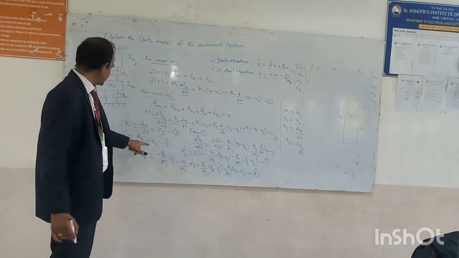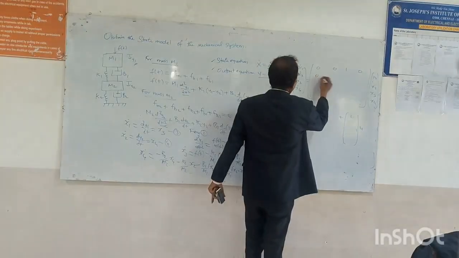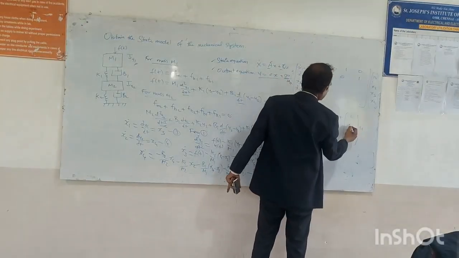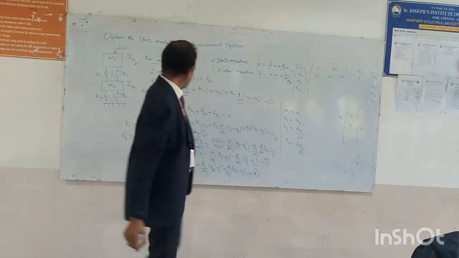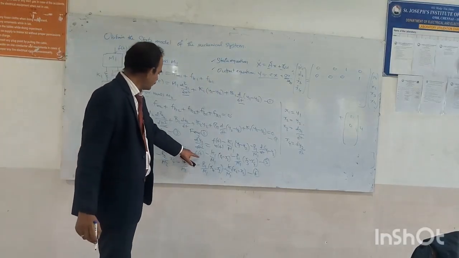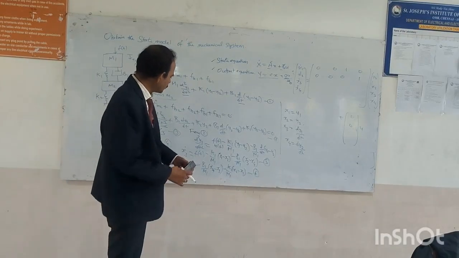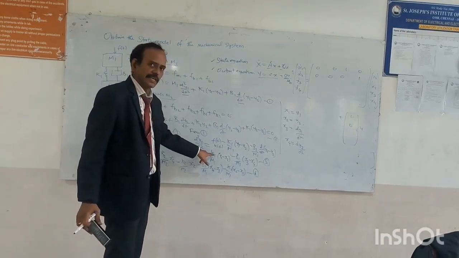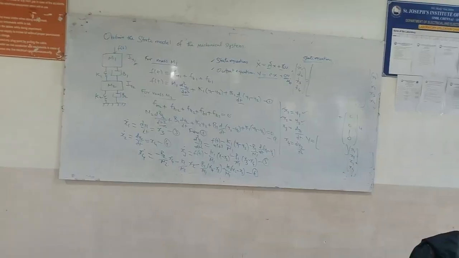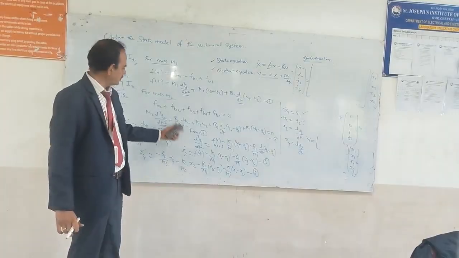See the second equation, x2 dot. In x2 dot we only have x4. So 0, 0, 0, 1, and this also 0. Now x3 dot, see the x3 dot. U is there. The x1 coefficient is minus k1 by m1. Okay, so we got the equations, that is, the derivative equations.